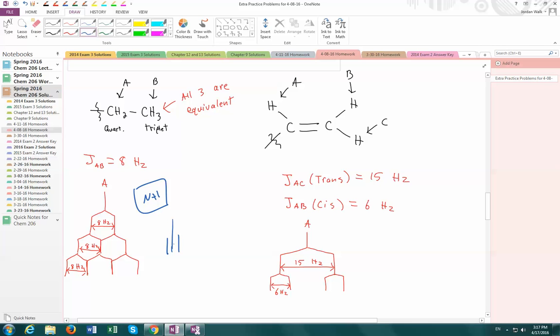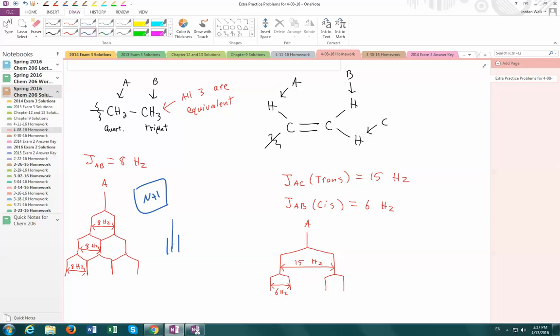And then finally they get split a 3rd time, and again, in the middle you're going to have overlapping peaks. Because each time these signals are being split by the same amount, that 8 hertz, we end up with the middle peaks overlapping, and we can follow the n+1 rule.